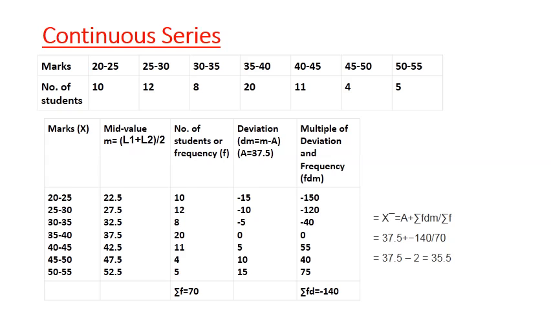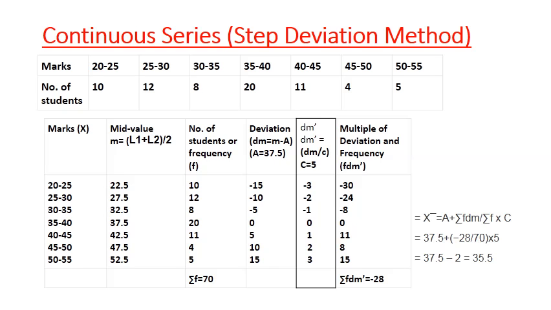And then you have to check the multiplication of deviations after taking the common value and the frequency. And in the formula, you have to multiply by that common. That formula will be x bar is equal to A plus summation of FDM divided by summation of F, multiplied by C. That is the common. That is how you will calculate the mean by the step deviation method.